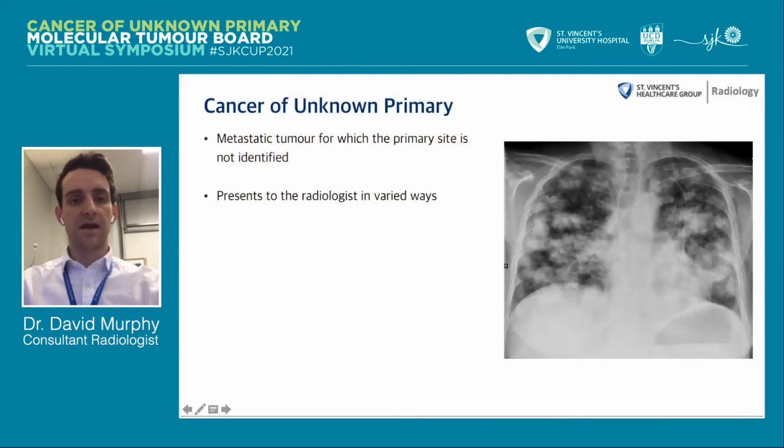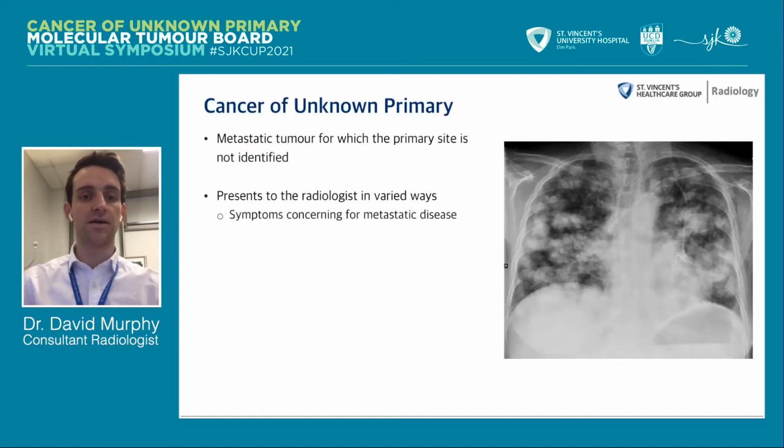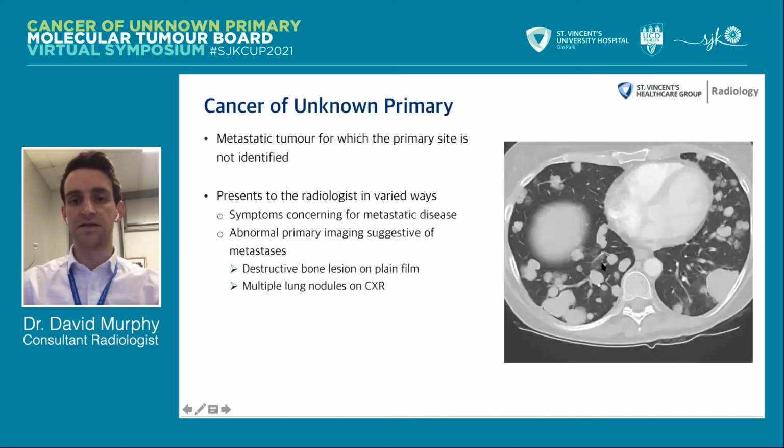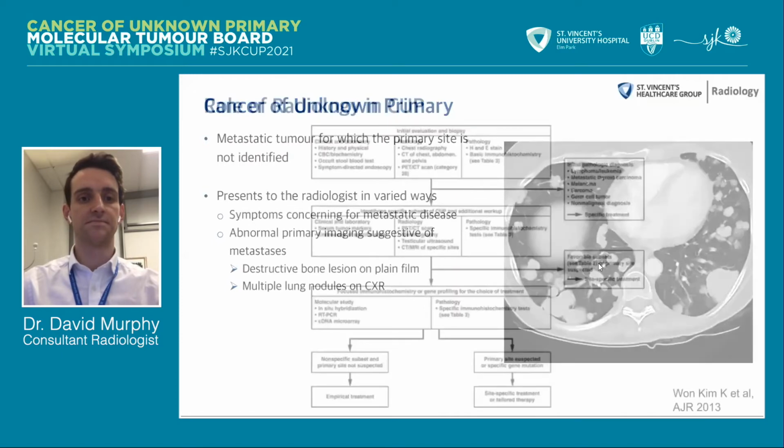This type of case can present to the radiologist in varied ways. It can be with primary imaging for a patient where the symptoms are highly concerning for metastatic disease, or with abnormal primary imaging, which is highly suggestive of metastasis, such as a destructive lesion on a plain film, or multiple lung nodules on a chest CT. This is an example of a chest radiograph with multiple bilateral pulmonary nodules and masses, and you can see them again on CT. This was metastatic colorectal cancer.